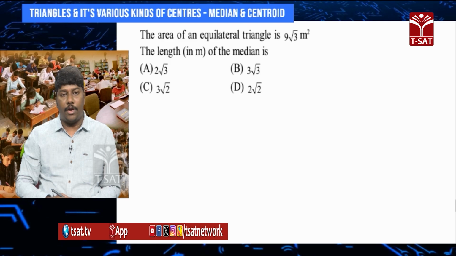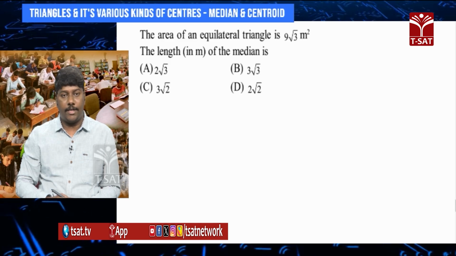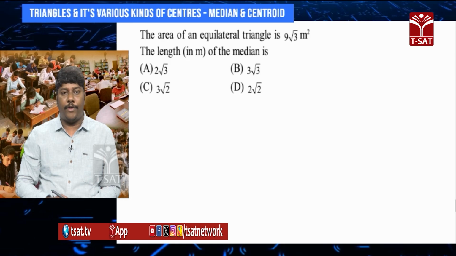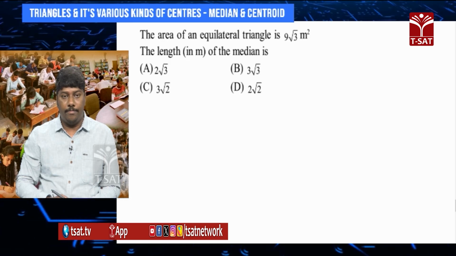Height means altitude, median, angular bisector and perpendicular bisector, all of them are equal. So, any of this you can find it out and you can say it is a length of median.